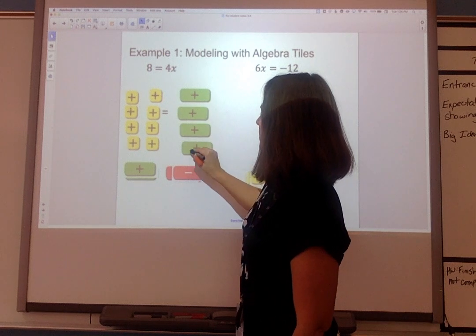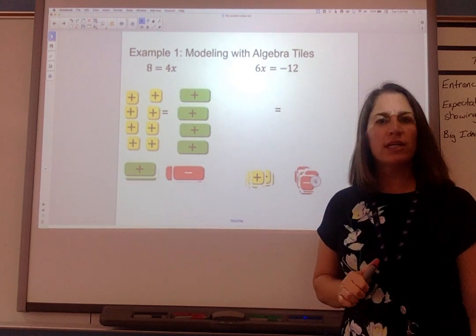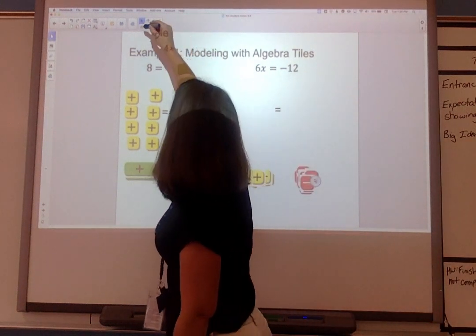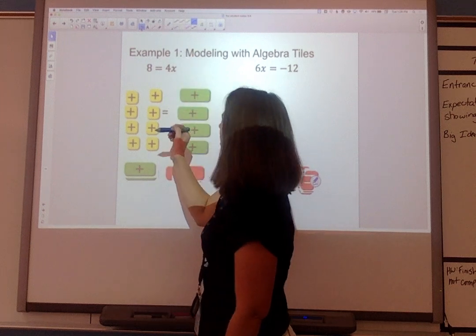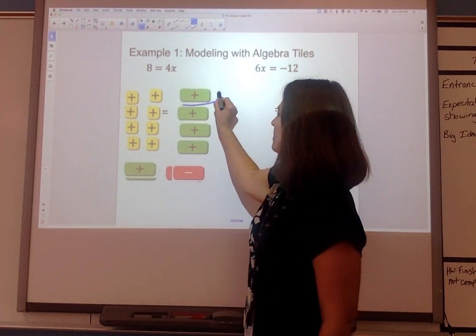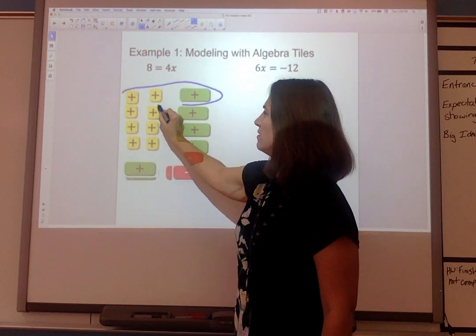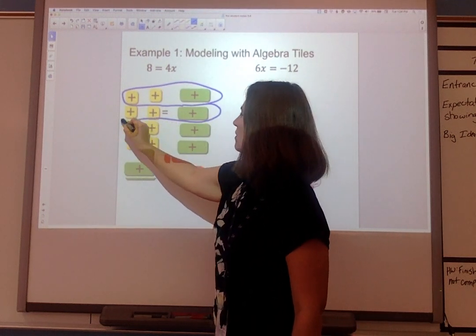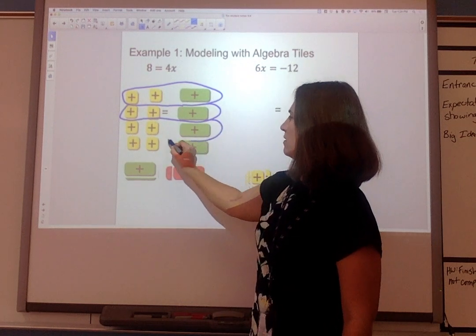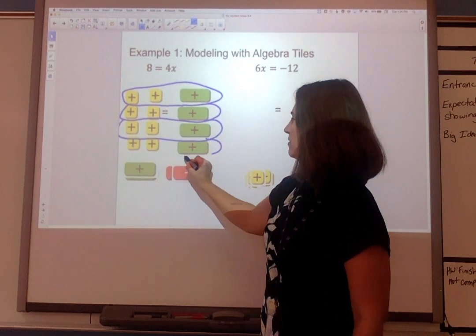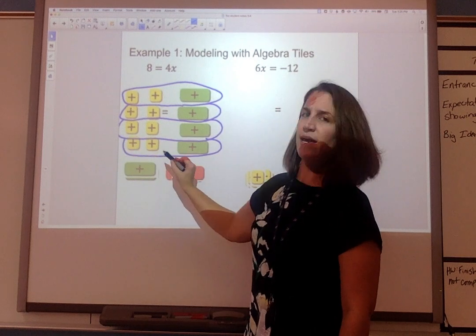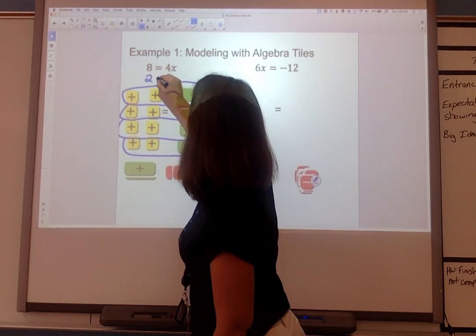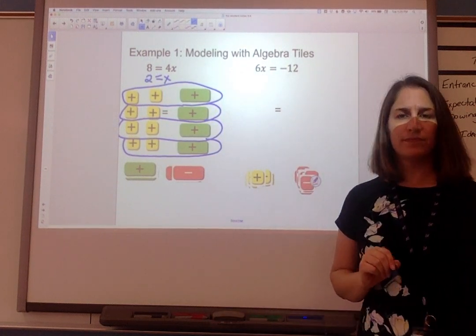All right. To solve this equation, I want to see what each x is equal to. So for this particular problem, all I'm going to do is take each of my x's and make them worth an equal number of counters. So if 4 x's is worth 8, then each x would be worth 2. So x equals 2 or 2 equals x.